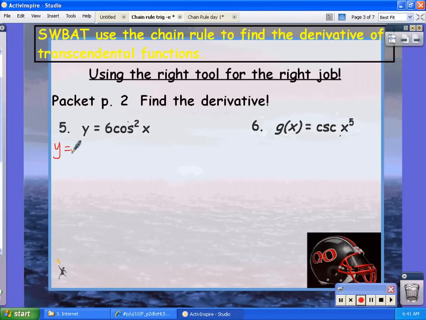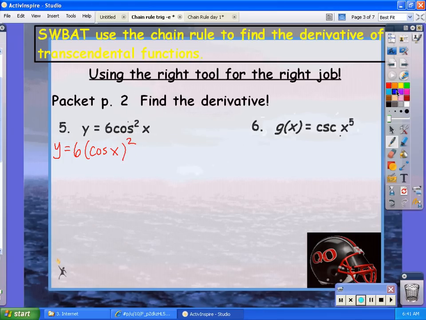In problem number 5, the first thing I'm going to do is rewrite this as 6 cosine of x to the second power. So remember from pre-cal that when you have cosine squared, what it means is the cosine of the angle quantity squared. We need to identify the inside and the outside functions. So the outside function is the power and the inside function is cosine. Don't be distracted by the 6. 6 is simply a coefficient that we'll just bring along.